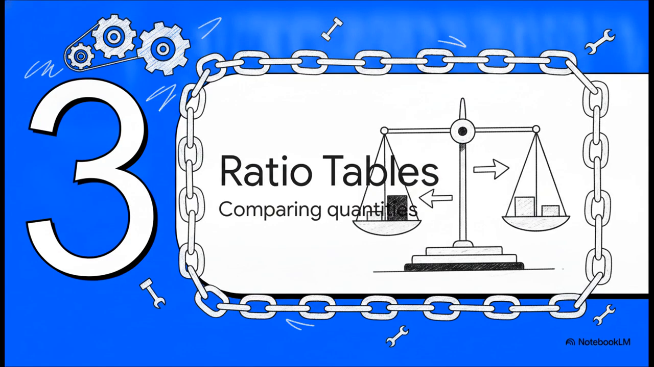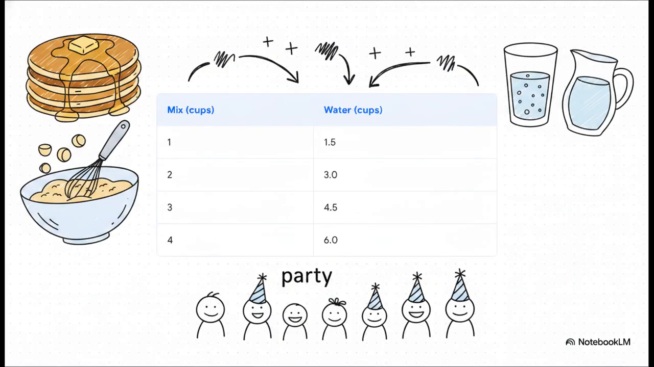All right, Section 3, comparing with ratio tables. Let's bring back that pancake recipe from the start of our explainer. A ratio table is pretty much the perfect organizational tool for equivalent ratios. By listing out the cups of pancake mix on one side and the corresponding cups of water on the other, we essentially create a master cheat sheet. We can instantly see that for every 1 extra cup of mix, we add 1.5 cups of water. Whether you need 2, 3, or even 4 cups of mix, the table flawlessly organizes the math.